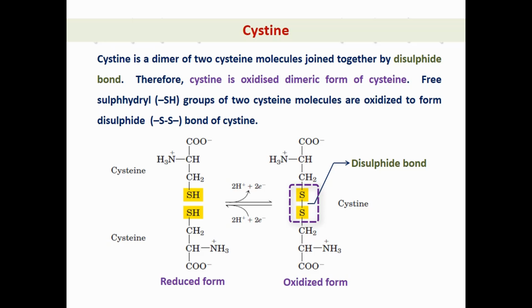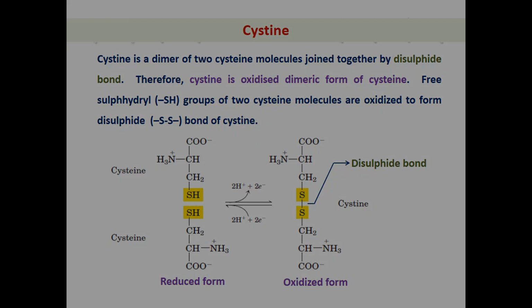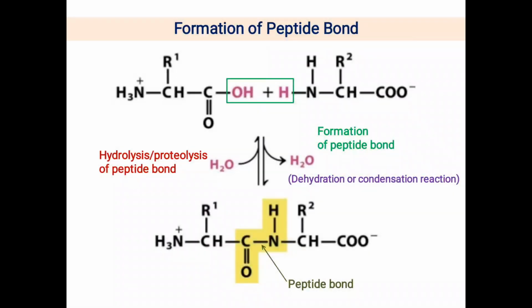So in this way the cysteine molecule is the reduced form, and after oxidation it forms the oxidized form of the molecule, which is known as cystine. And these two forms are interconvertible depending upon the physiological state of the body or the presence or absence of any reducing or oxidizing agents. Disulfide bonds play an important role in folding and maintenance of the three-dimensional structure of proteins. Okay, now we will learn about the formation of peptide bonds.